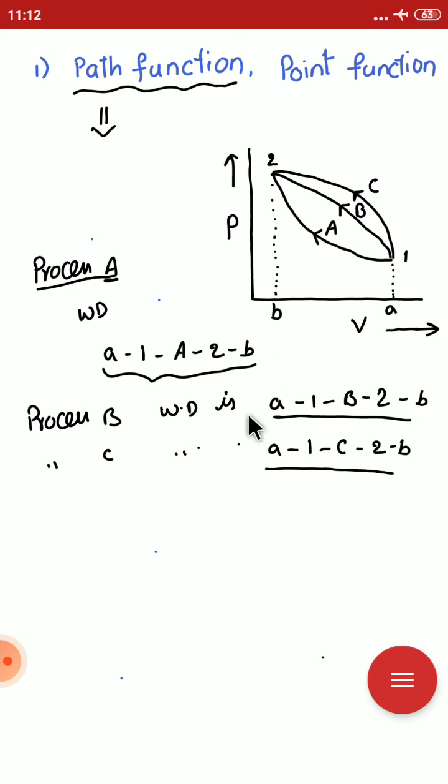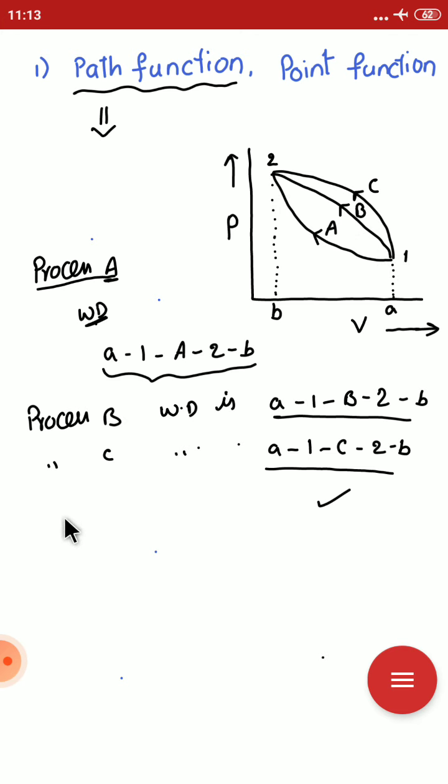See, for the same initial and final state of the system, it proceeds by different approaches, different processes A, B, C. So the work done here only depends upon the path followed by the process, irrespective of the initial and final state of the system. This is the path function. The path function is a function whose values only depend upon the path followed by the process, irrespective of the initial and final state of the system.